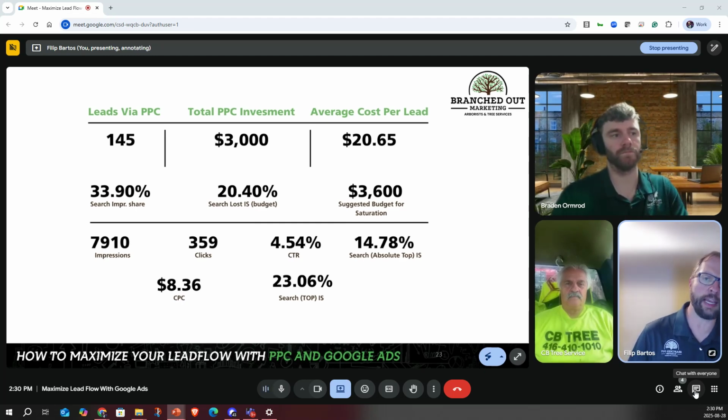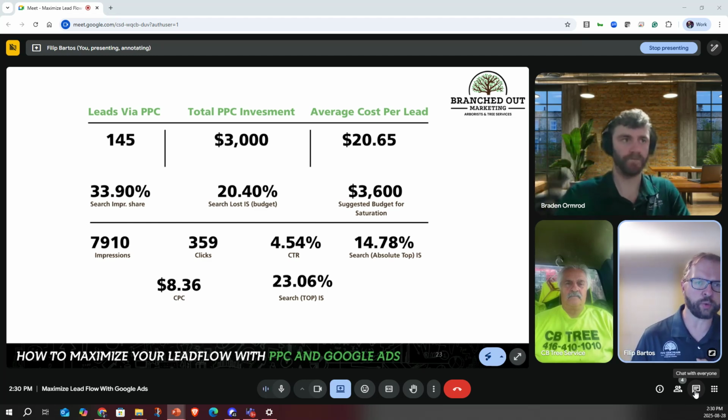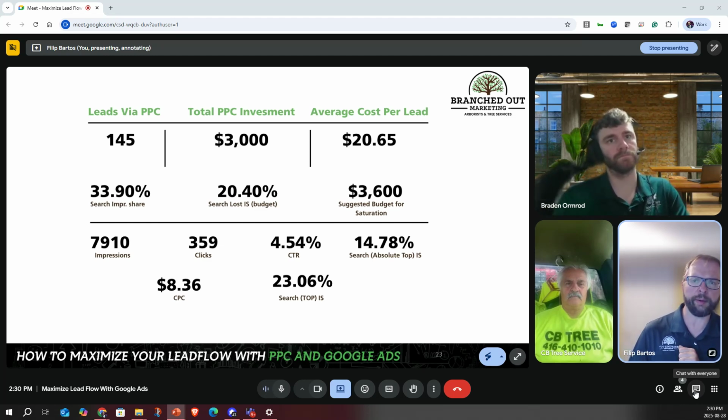So in this particular case, we saw that over the course of the month, they had 145 leads come in from their PPC campaign. Their total investment, obviously an important number to keep in mind, was $3,000 for that month, which brought the average cost per lead to $20.65. At $20.65, there's not an arborist we have come across that wouldn't continue with a campaign like that, because they're confident that they'll be able to convert a fair number of those leads into jobs going forward.